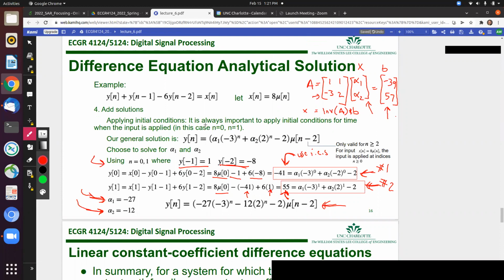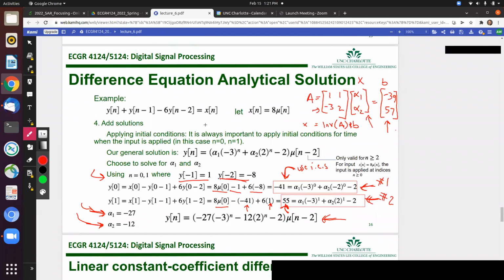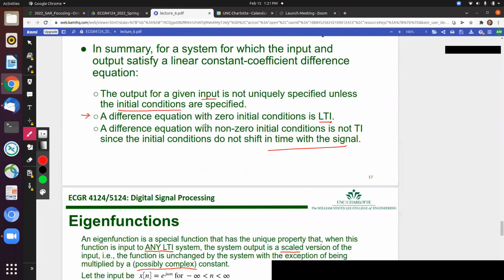So if you're at the midterm, which is 2 weeks from now, and you want to solve this, it's another way to go about solving systems of equations. In this case, 2 equations and 2 unknowns.